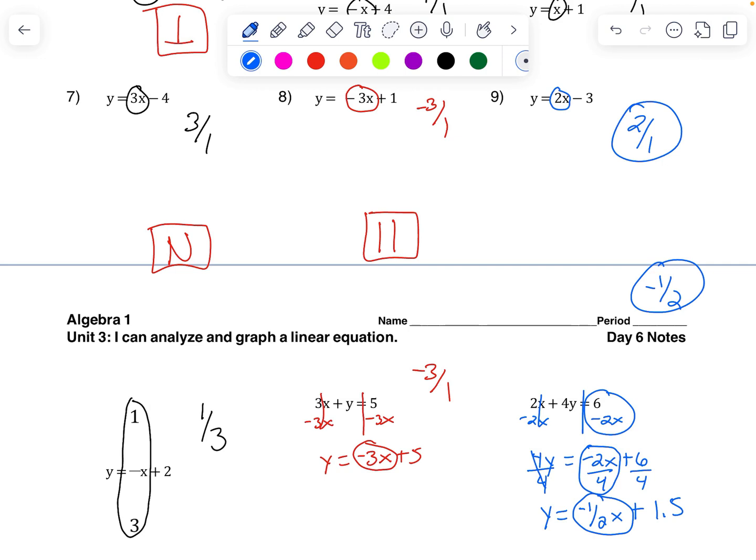My top slope is 2 over 1. My bottom slope is negative 1 over 2. One's a positive and one's a negative. And if I flip them, it checks out. 2 over 1 and 1 over 2, they are reciprocals of each other and they're opposites, so these are perpendicular.